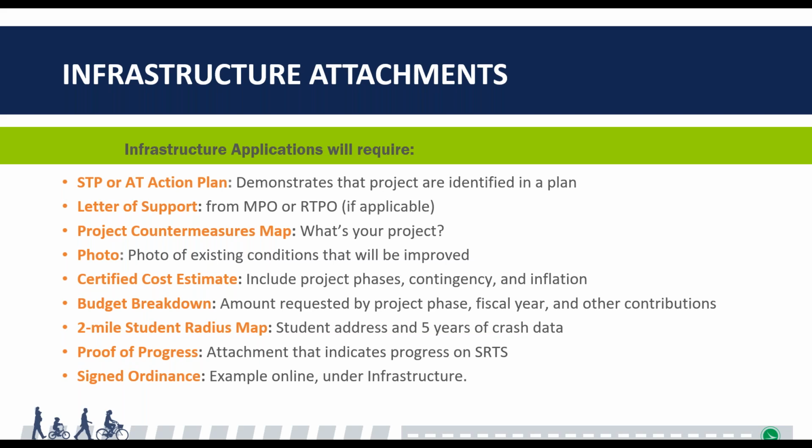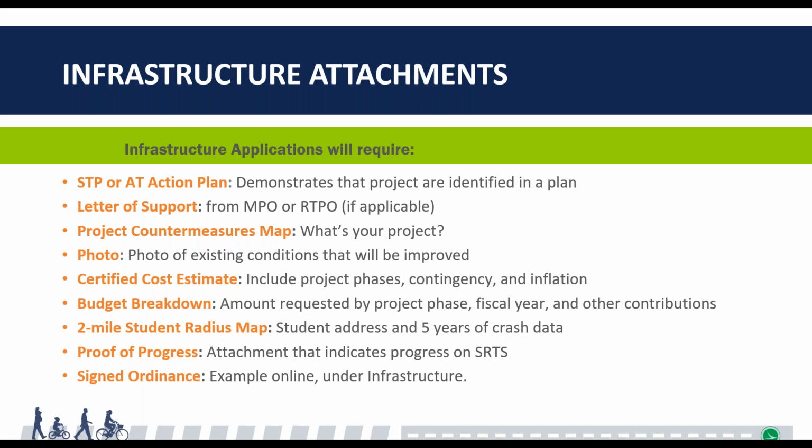You'll need to get a letter of support from your MPO or RTPO if you fall within their jurisdiction, so a metropolitan planning organization or a regional transportation planning organization. You'll need to submit a project countermeasure map. We want to see where your project is on a map and understand what's involved. You'll also need a current photo of existing conditions and a certified cost estimate. This is a cost estimate that'll be stamped by an engineer. It'll include project phases, contingency, and inflation. And along with that, we will also have you submit a budget breakdown.